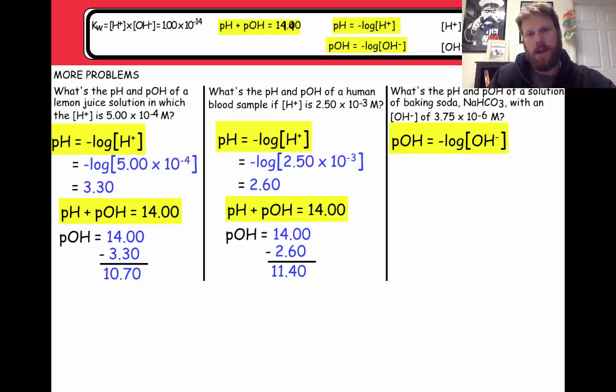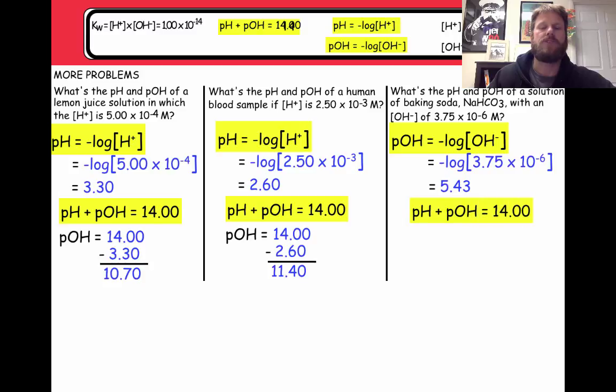Final example, what about baking soda if we have an OH minus concentration of 3.75 times 10 to the negative sixth? Well, in this case, let's find the pOH. Take the negative log of 3.75 times 10 to the negative sixth, you get a pOH of 5.43. Then to find the pH, simply take 14 minus the pOH of 5.43, and you get a pH of 8.57. So if the concentration is not 1 times 10 to the negative something, then you have to calculate it using your calculator.